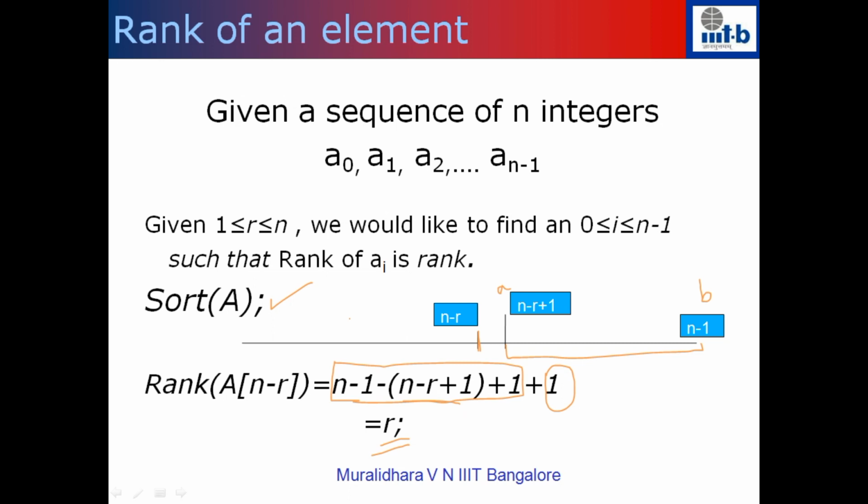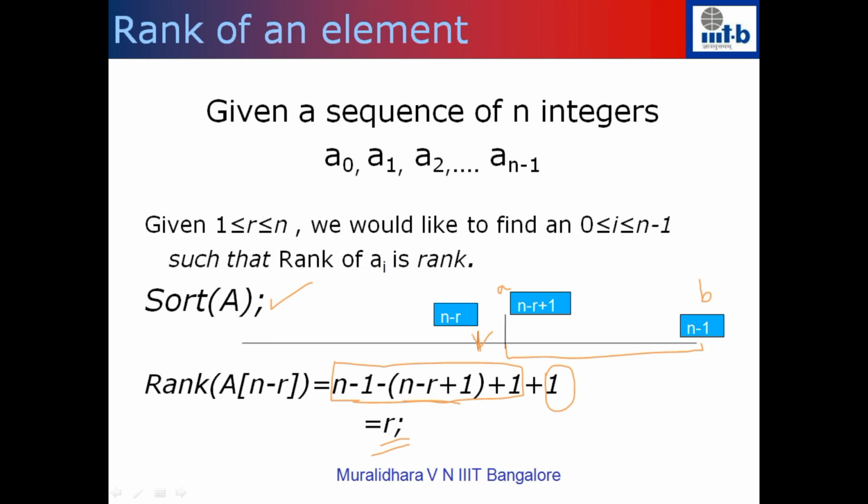Okay, so the earlier definition works perfectly fine if the a of i's are all distinct, but if the a of i's are repeating, then we can define the rank of r as the element which is at the n minus rth location in the sorted sequence. I repeat, even if there are repeated elements in the given sequence, once you sort it, the rth element here will have the rank n minus r. So that's the way we can define the sorted sequence.